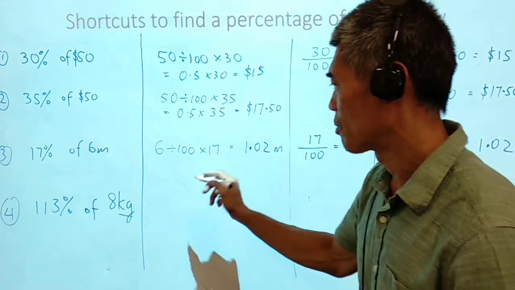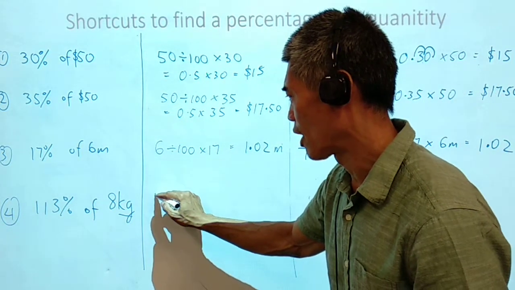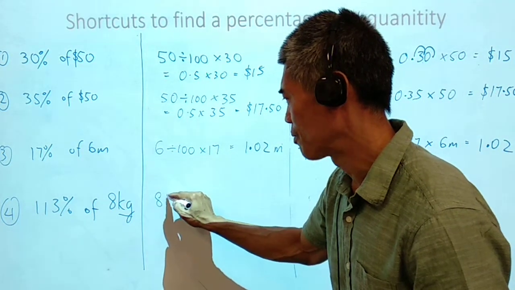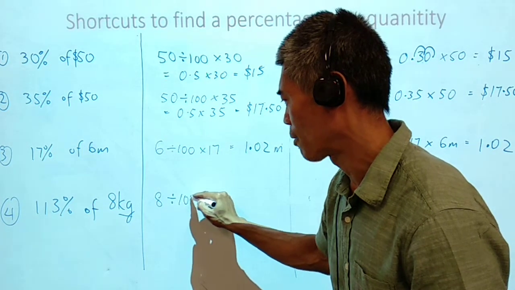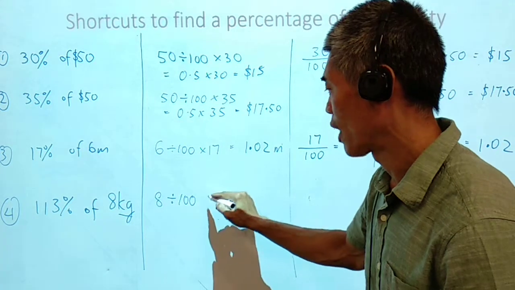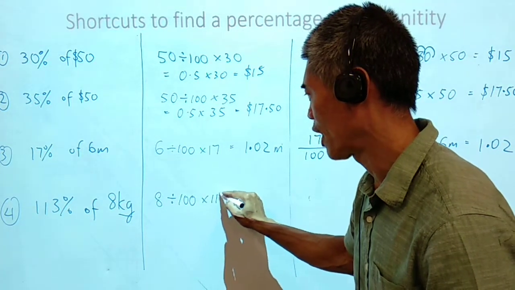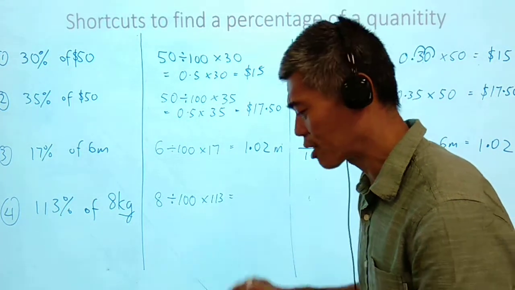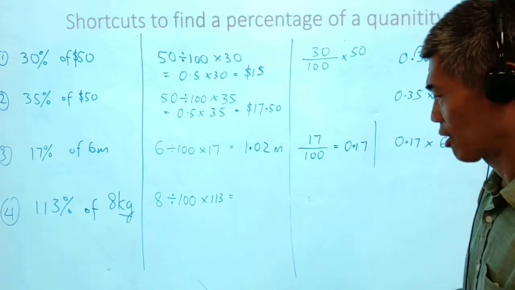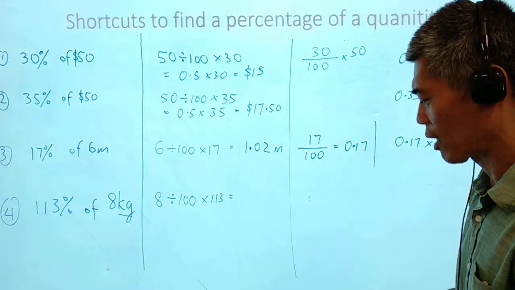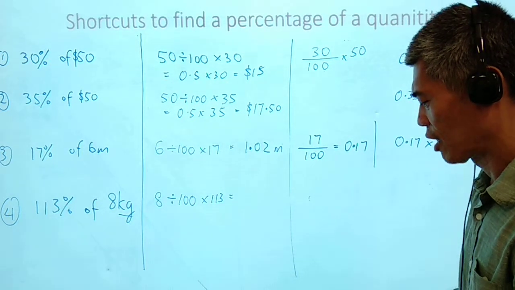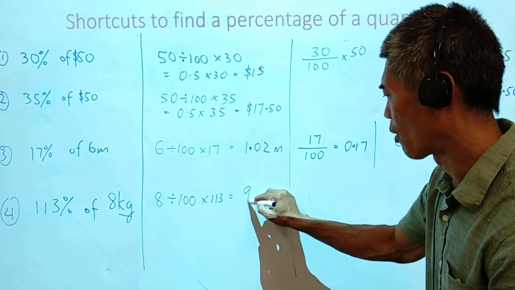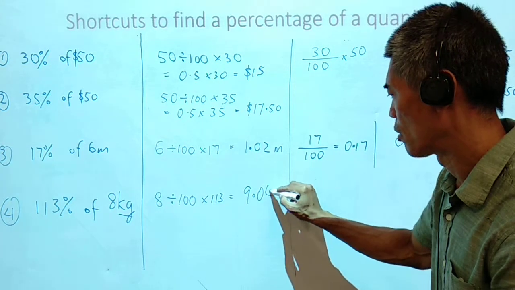Now with 113%, we're talking about 8 kilograms divided by 100 to find out how much there is in one part, and then multiplying by 113. Now this gives us 8 divided by 100 times 113, giving me 9.04.